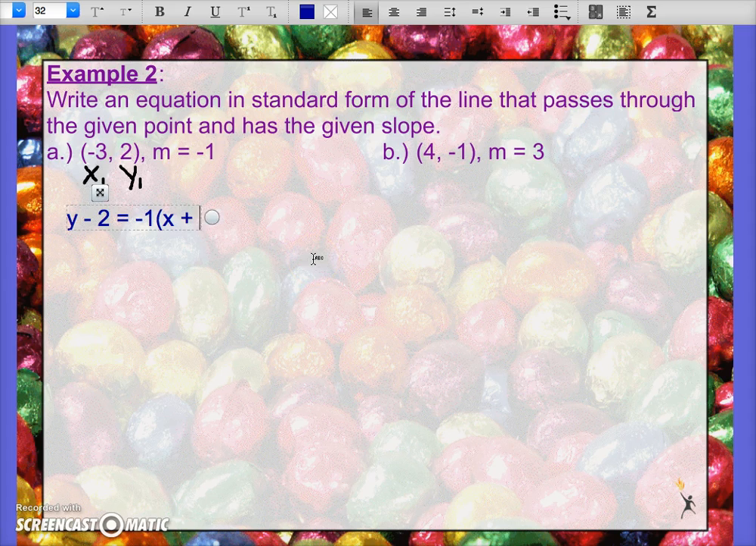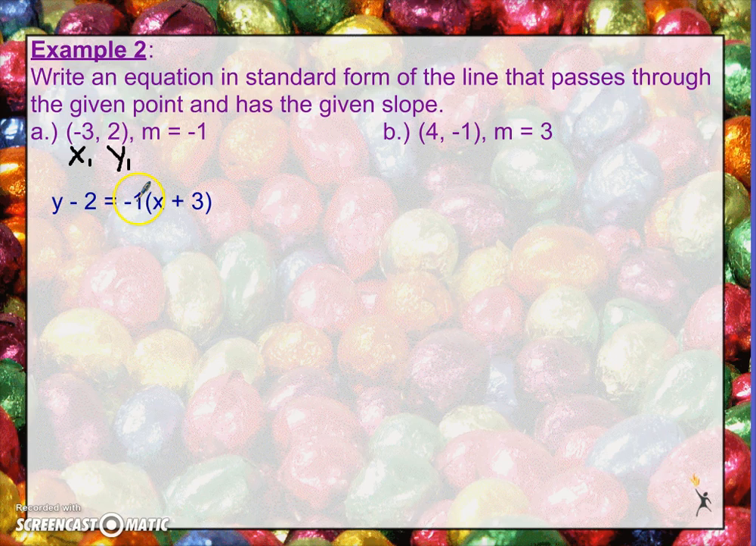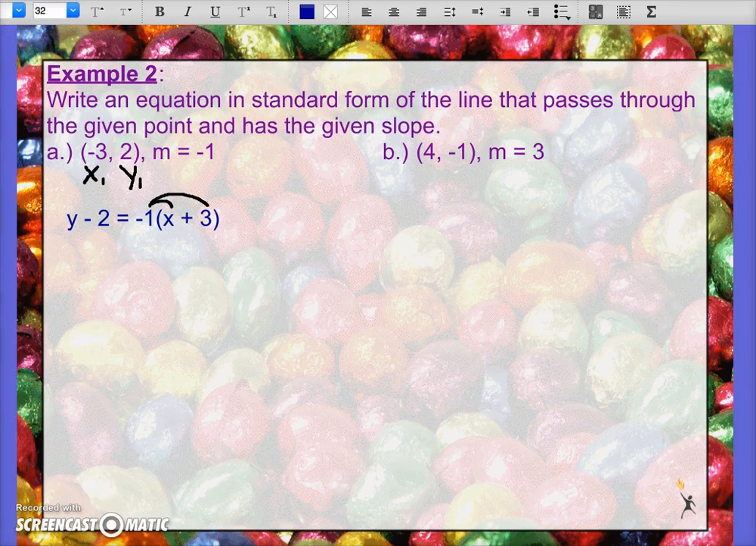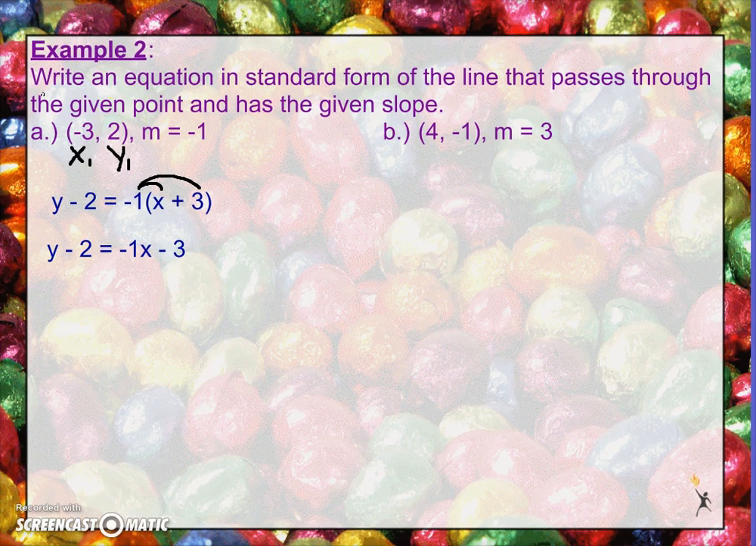minus -3 becomes a +3. Now, in the last lesson before we had a quiz, we would leave it like this, and that's my answer. We want to put it in standard form. So what we first have to do is distribute the -1 to all the terms. So let's rewrite: y minus 2 equals -1x minus 3. And if you remember standard form, I'm going to do two things in one step here. We want x and y on the left, and we want all the numbers to the right.